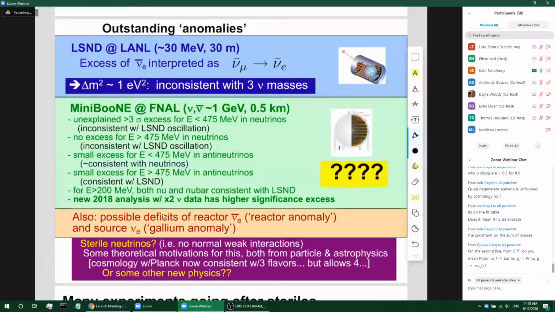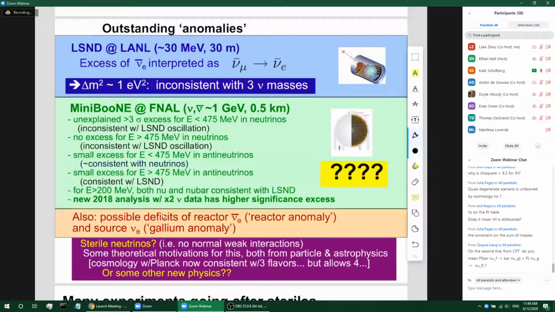And maybe the most famous one is the LSND experiment at Los Alamos. This was a 30 meter baseline with 30 MeV neutrinos, where there was an appearance of nu mu bar to nu e bar with an apparent delta m squared of about 1 eV squared, which is much larger than the other delta m squareds. And so that is pretty weird and mathematically inconsistent with 3 neutrino masses. You can't have the other 2 delta m squared scales and a big one, so something is not right there. You'd have to have more neutrinos for that to be true.